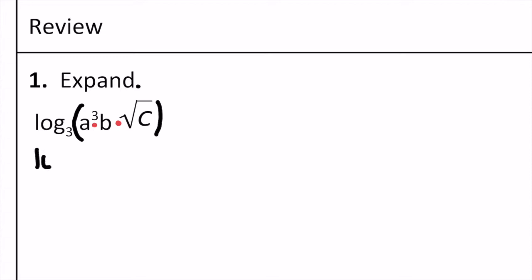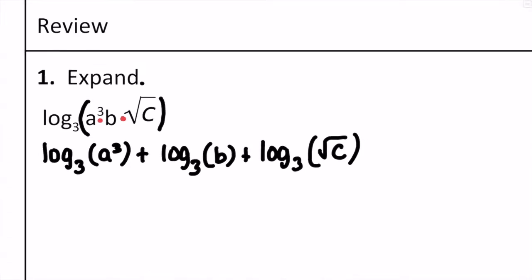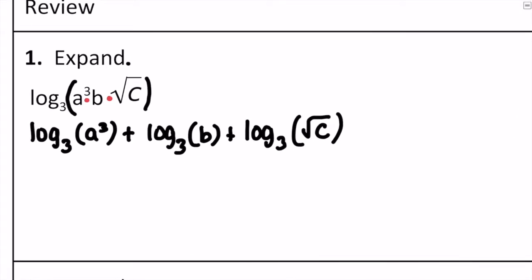So I'm going to rewrite this as log base 3 of a cubed plus log base 3 of b plus log base 3 of the square root of c. And from here, I want it to be in expanded form. I don't want exponents in expanded form, so I want to take that 3 and move it. I also don't want to have this square root because that's technically an exponent. So first I'm going to start with that.